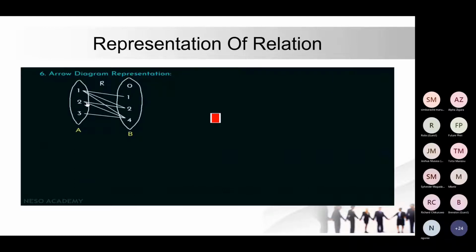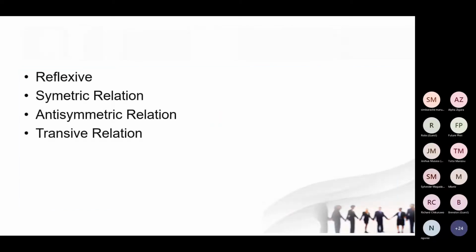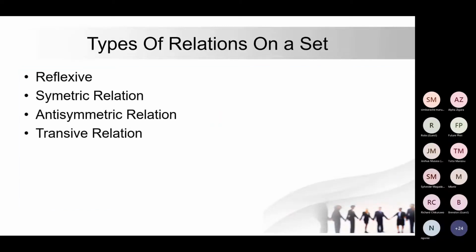So if you can skip to the next page. Now I want to look a little bit deeper at the types of relations on a set. Yes, there are quite a few, and I'll start with reflexive, symmetric, anti-symmetric and transitive, but the main ones are reflexive, symmetric, and transitive. If you can master those, then you can master the rest.